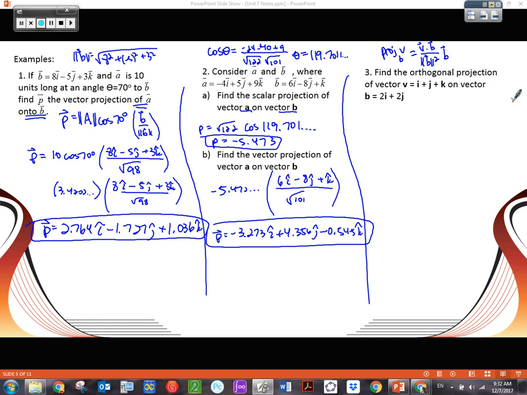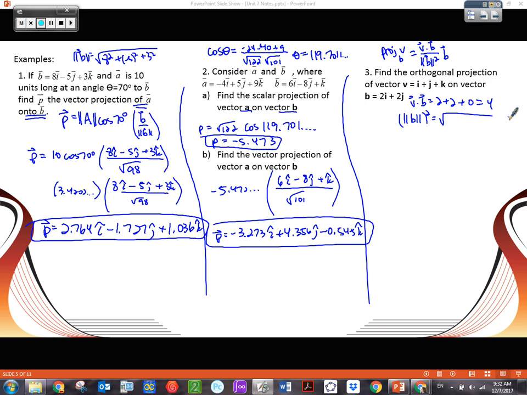So we're going to do V dot B. 2 times 1 is 2, plus 2 times 1 is 2, plus 0 times 1 is 0. So my dot product is 4. Okay. Now let's work on the magnitude of B squared.